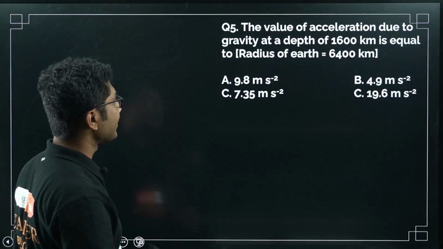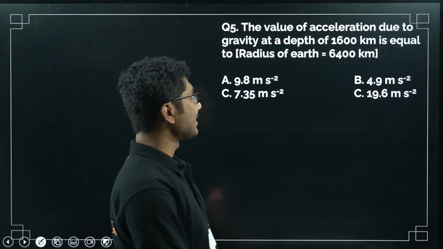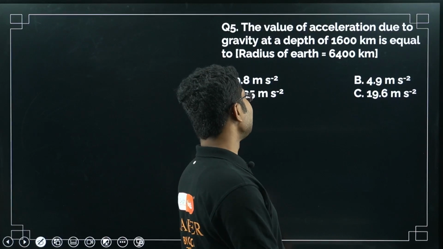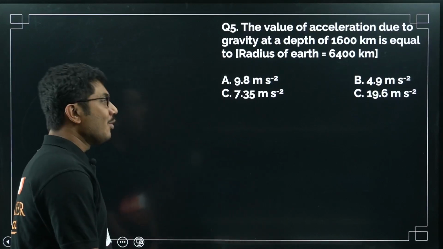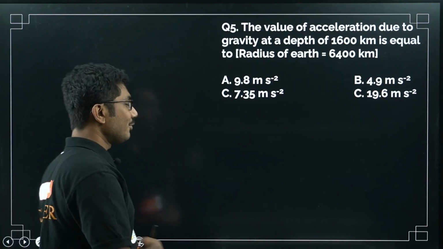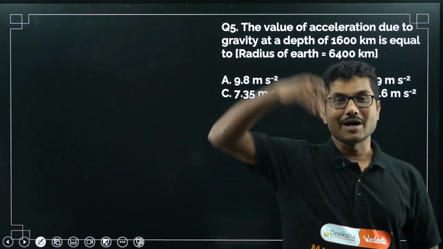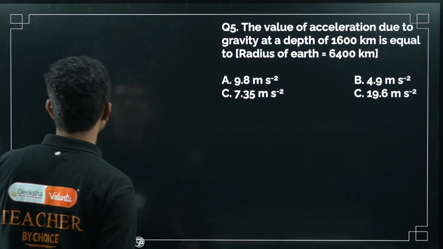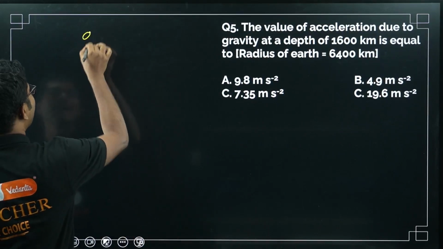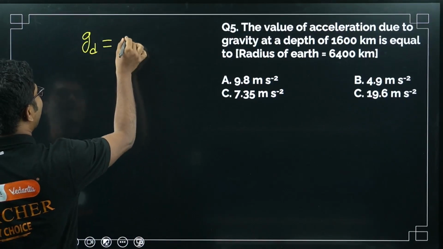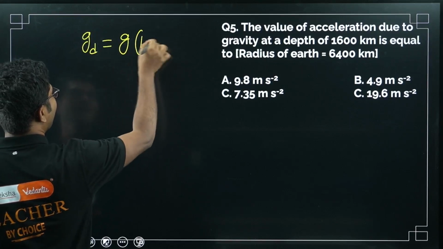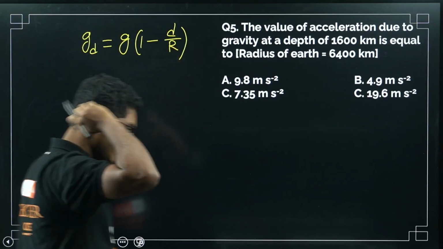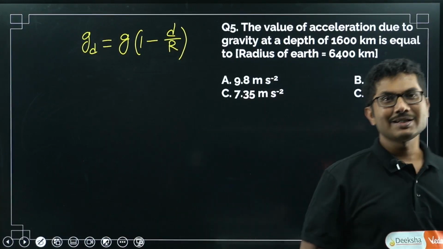Now let's look into question number 5. The value of acceleration due to gravity at a depth of 1600 km is equal to... So now we are going inside the earth. So far, whatever our problems were, they were outside the earth, at some height. Now we are digging deep into the earth. What is the formula for that? At some depth d, the gravitational acceleration is g times 1 minus d by R. This is the formula when we are calculating the gravitational acceleration inside the earth.